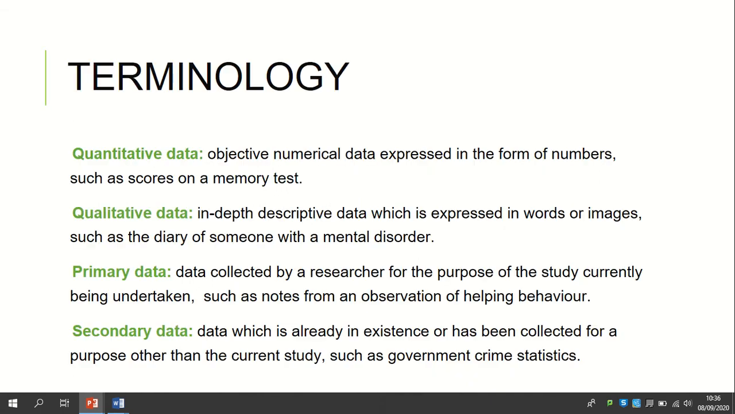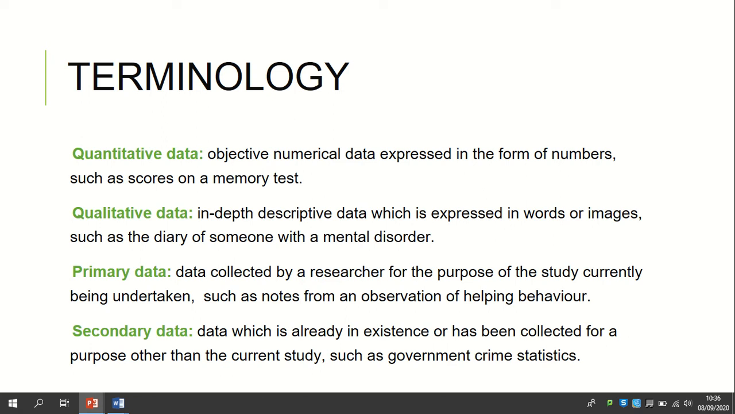So here is some important terminology for you. We've got quantitative data, objective numerical data expressed in the form of numbers, such as scores on a memory test. Qualitative data is in-depth descriptive data which is expressed in words or images, such as the diary of someone with a mental disorder. That would be considered qualitative.